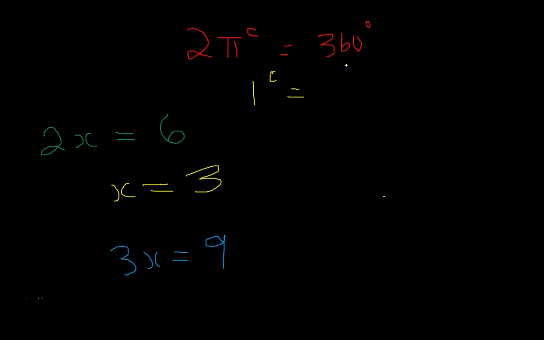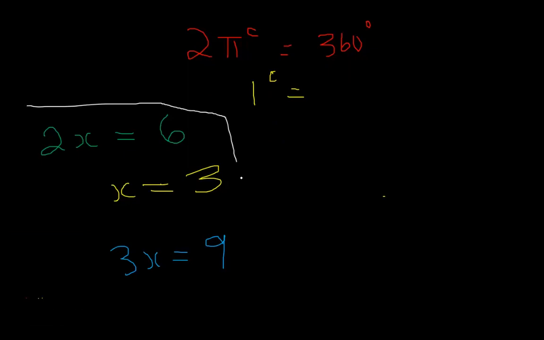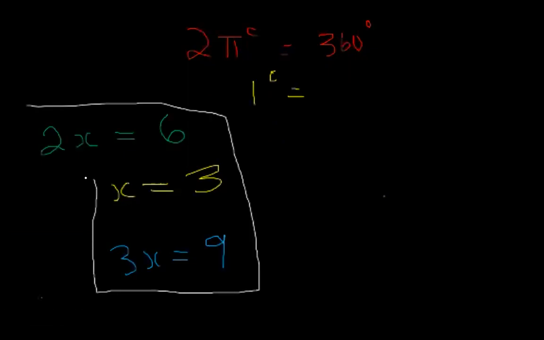Rewind. Okay. Your answer is 180. 180. Alone, 1 radian is equal to 180 degrees. Anybody has a different answer? What is 1 radian equal to?